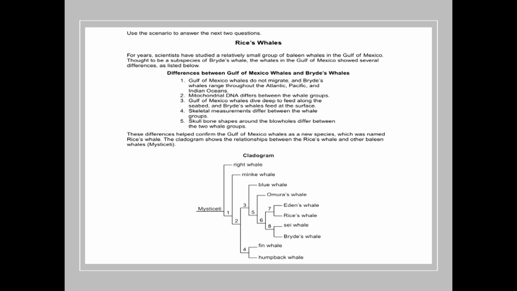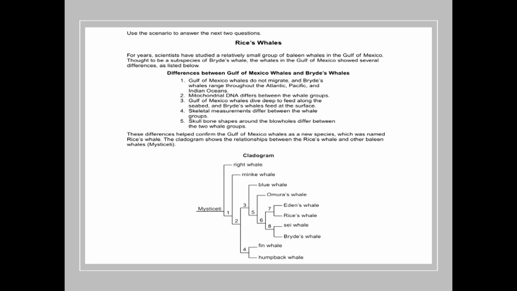So let's look at what that question is really asking us. It says, which 3 types of data described in the scenario provide the best evidence to support the conclusion that Rice's whale represents a unique species? Okay, for this one, the 3 that I like are A, C, and D. Okay, it's saying the genetic code between the whales was different, the anatomy and morphology between these two different species of whale was different, and the biogeographical distribution was different.